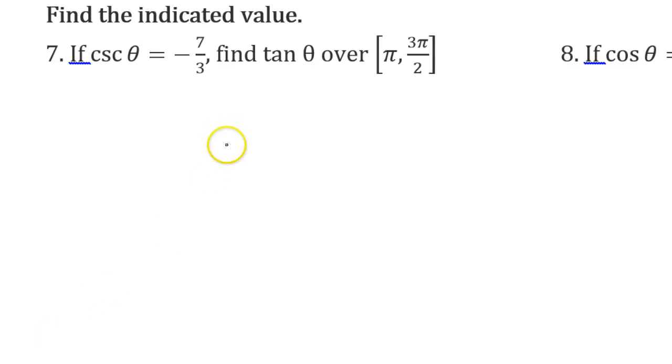In this video, we are going to practice finding the value of a trig function given the value of a different trig function and the quadrant. So first of all, this part of the information is telling us what quadrant we're in. Between pi and 3 pi over 2, that's the third quadrant.